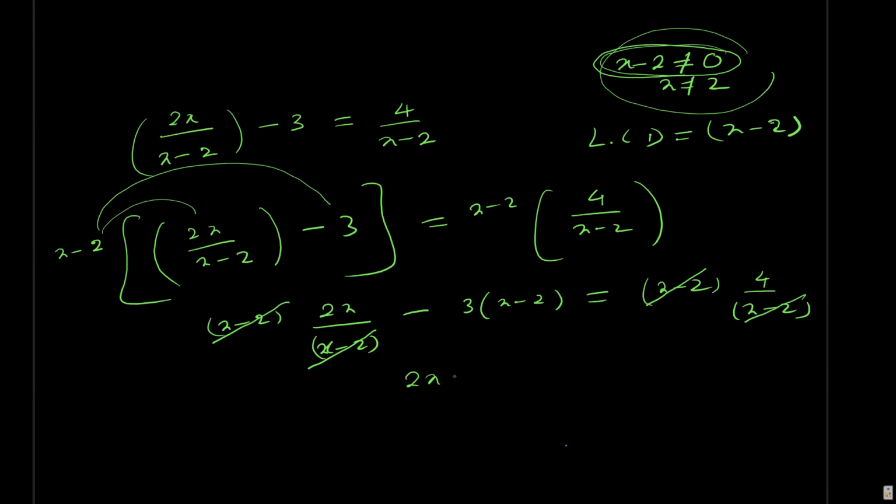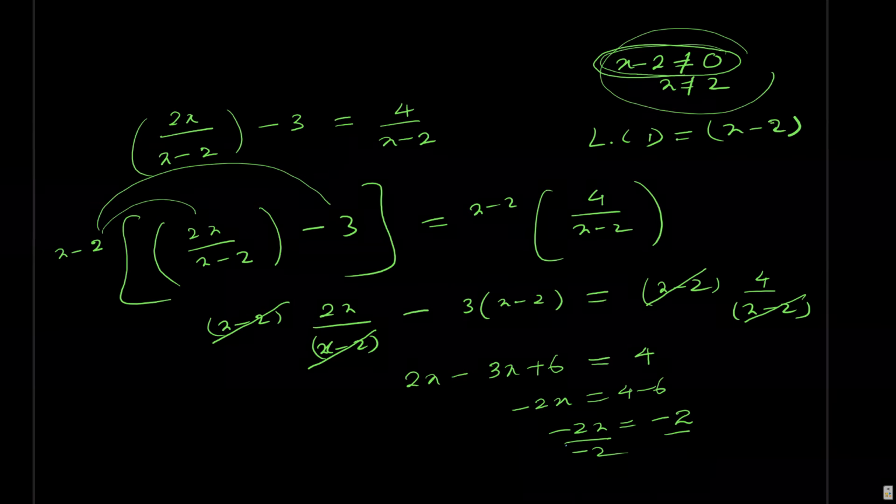So 2x, 3x plus 6, I distributed it, equals 0. Now I get negative 2x equals 4 minus 6. So negative 2x equals negative 2. When I divide both sides by negative... I think I made a, yeah. Here too, okay, I made a mistake.